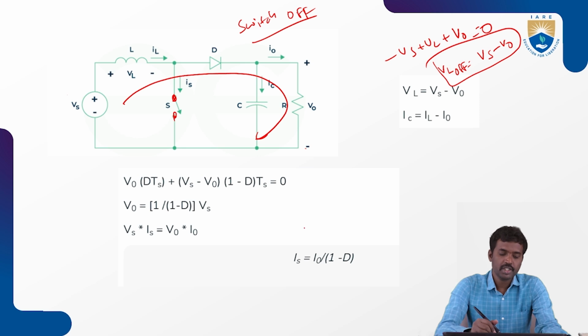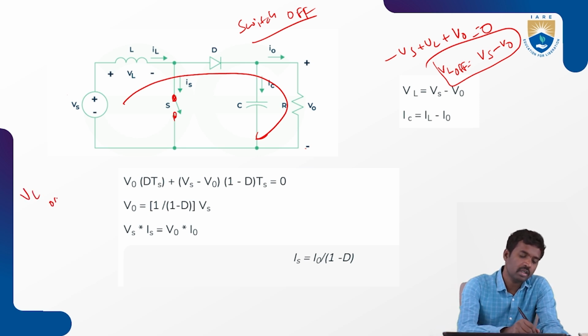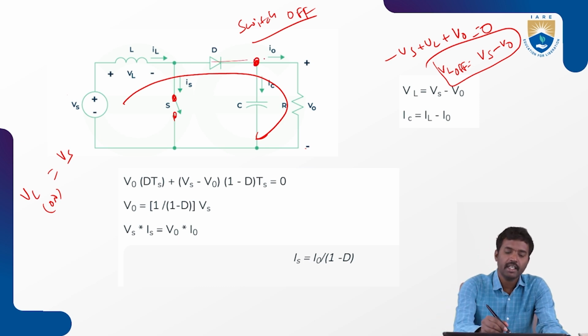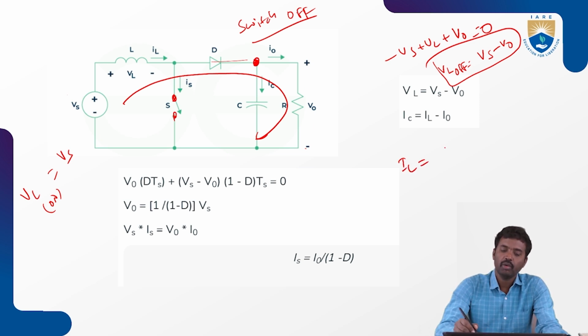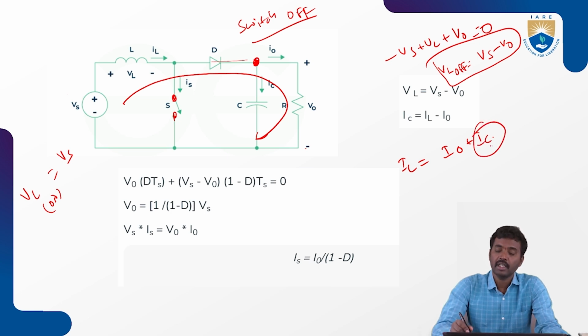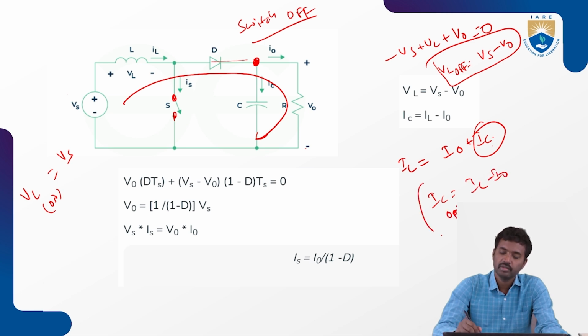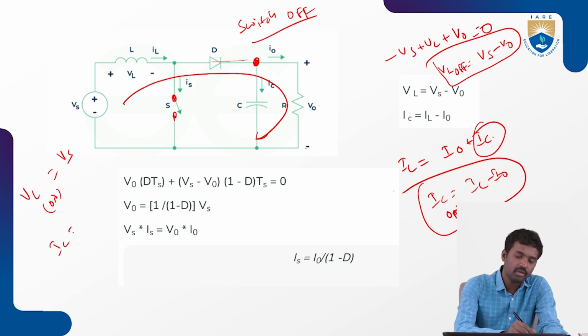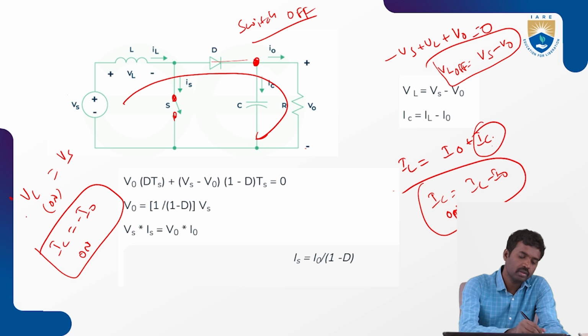So in case of when the switch is on, VL on equals Vs. Same way, if you apply KCL at this node, there is a current entering. So now here IL equals I naught plus IC. Now here I need the capacitor current: IC equals IL minus I naught, that is IC off. So here IC off equals minus I naught.